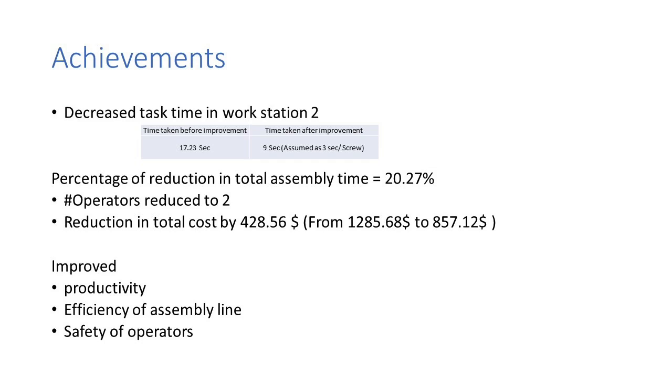The number of operators in workstation 2 is reduced to 1, thereby reducing the total workforce to 2 people. This facilitated achieving a total saving of $428.56. Also, by implementing these solutions, we achieved improved productivity, better efficiency of the assembly line, and also enhanced safety of the operators.